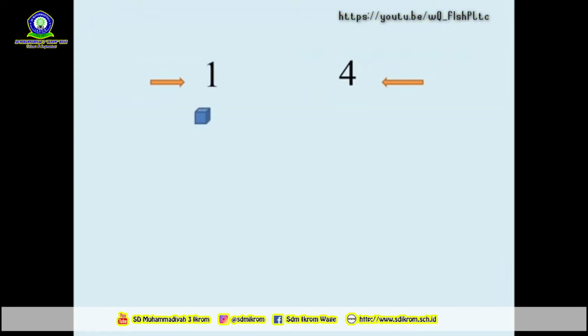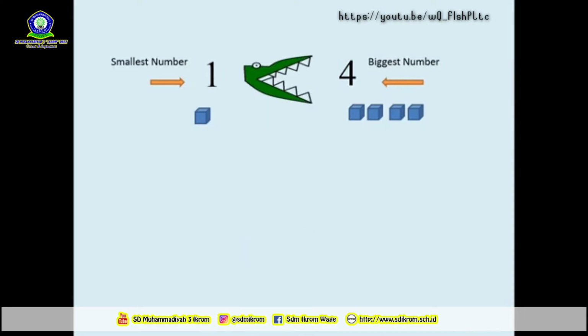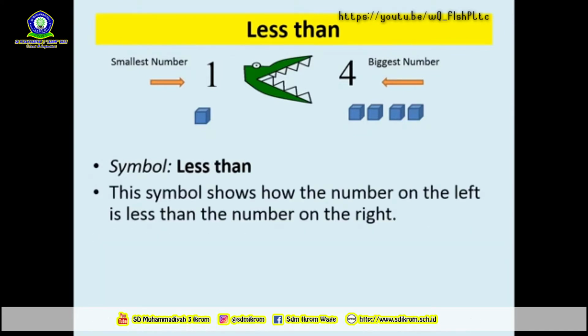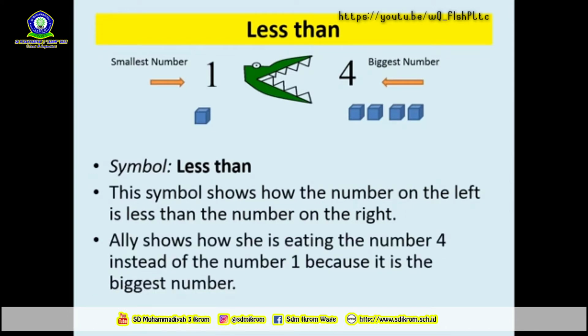1 and 4. 1 one and 4 ones. I see the numbers and I see the base 10 blocks. I can tell the 1 is the smallest number and 4 is the biggest number. Allie the alligator wants to eat the big number. It's going to eat the number 4. I can say 1 is less than 4. The symbol I'm using is less than. This symbol shows how the number on the left is less than the number on the right. Allie shows how she's eating the number 4 instead of the number 1 because it is the biggest number.